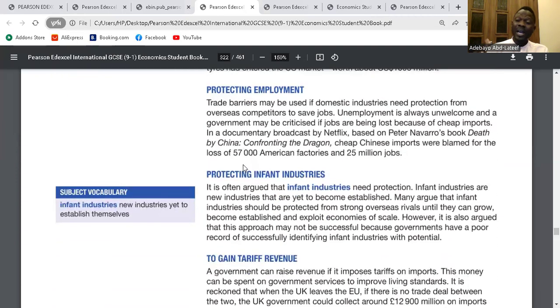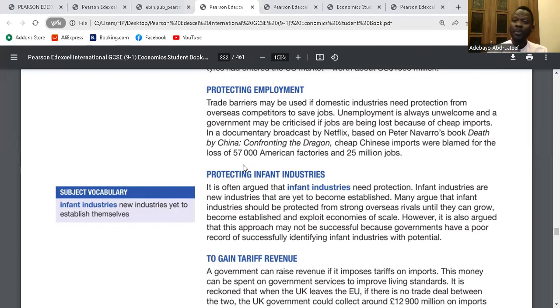Protecting employment. As soon as there are threats from foreign competitors, it means that domestic businesses will not be able to sell as they used to sell. Not being able to sell will reduce their revenue. It won't allow them to expand. It won't allow them to make profits. As a result, they might want to reduce their cost by laying off workers.